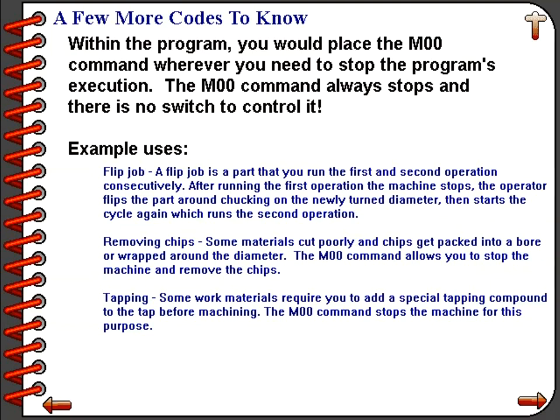Another example would be removing chips. Some materials cut very poorly and you have terrible chip control. The chips can pack into a hole after drilling or boring, and they may need to be manually removed. Other possibilities would be in a tapping situation where we need to add a tapping compound to the tap before the tap is allowed to actually cut the workpiece. These conditions, and there are many more, require the machine to stop every time and without an option.